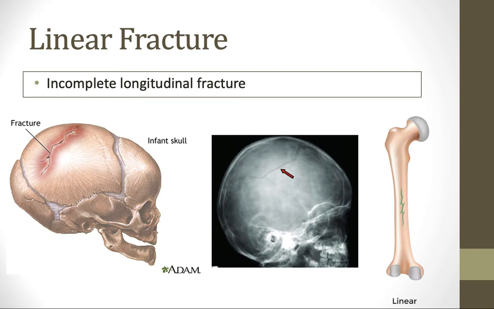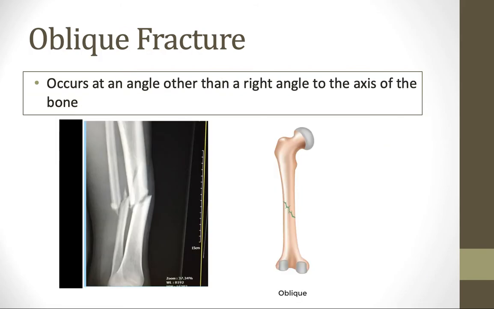Next, we have a linear fracture. A linear fracture is an incomplete longitudinal fracture, so it goes along the axis, or we often see them in skulls as well. Oblique fractures occur at any angle other than a right angle to the axis of the bone.